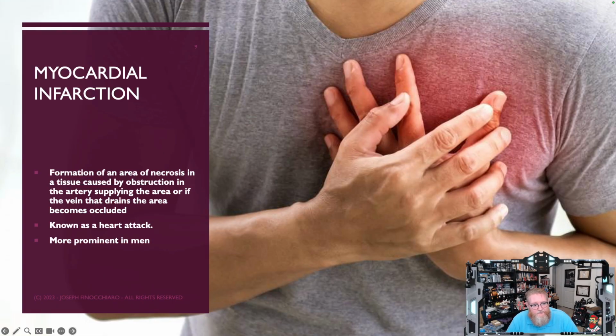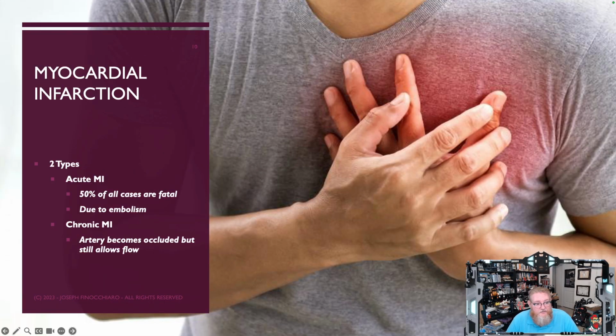Myocardial infarction. Formation of an area of necrosis in cardiac tissue caused by obstruction in the artery supplying the area, or if the vein that drains the area becomes occluded. This is known as a heart attack. It is more prominent in men. There are two types of myocardial infarction, acute and chronic.